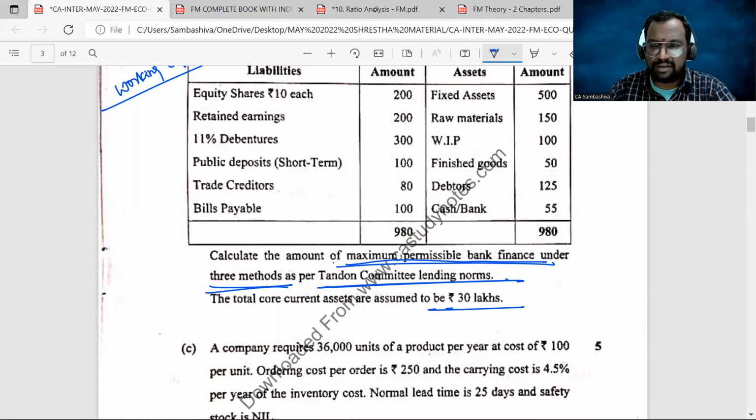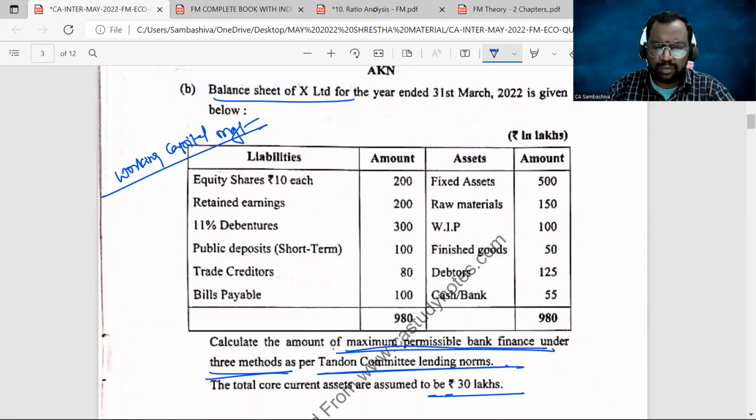Do you remember the formulas? Method 1, 0.75 of the current assets minus current liabilities. Method 2, 0.75 into current assets minus current liabilities. And method 3, 0.75 into current assets minus core current assets minus current liabilities. Do you remember the formulae? So it's a very simple problem.